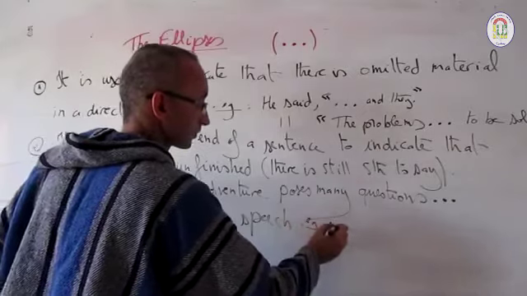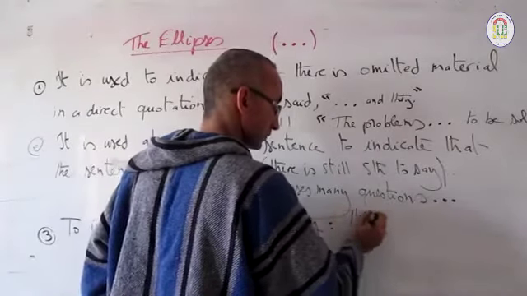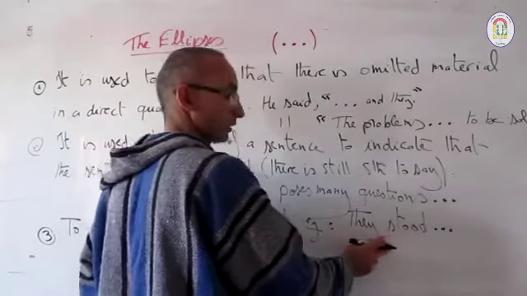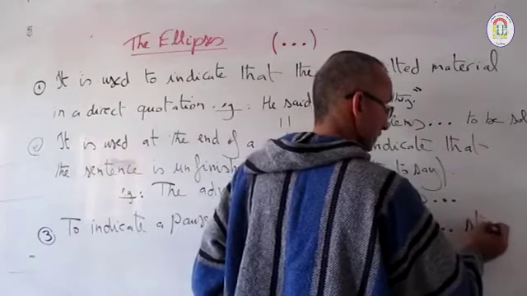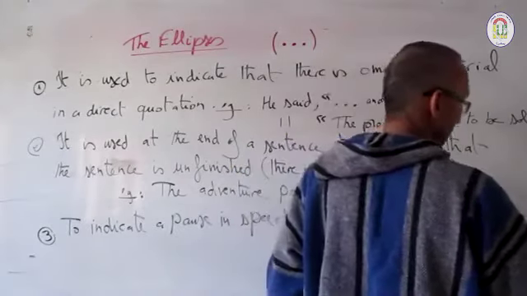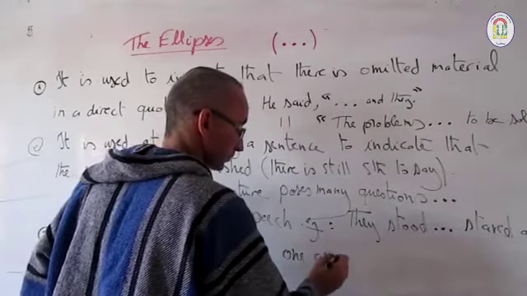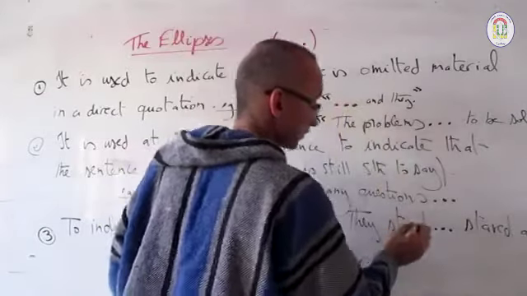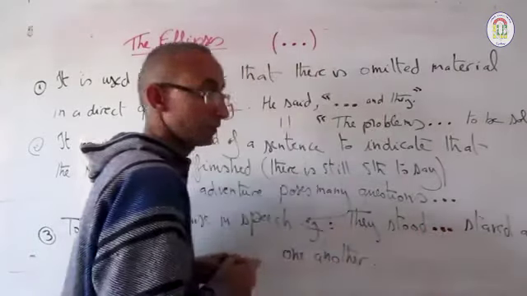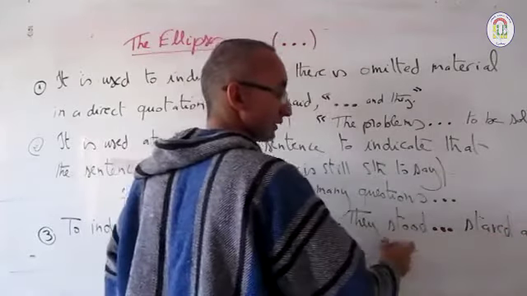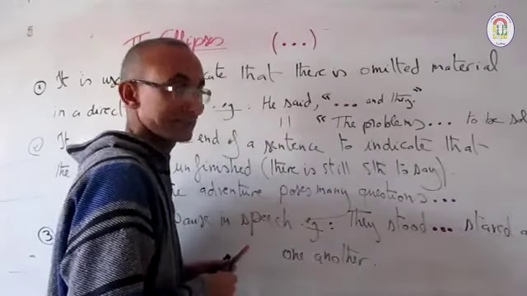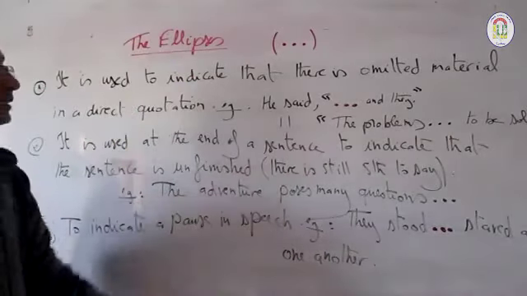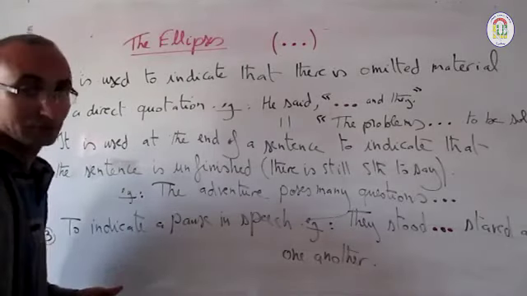Example. They stood... stared at one another. This one is an informal use. So, they stood, as if we have a pause between this part and this part. Then stared at means looked at somebody or something for a long time, one another. So these are the three main uses of the ellipses, right?